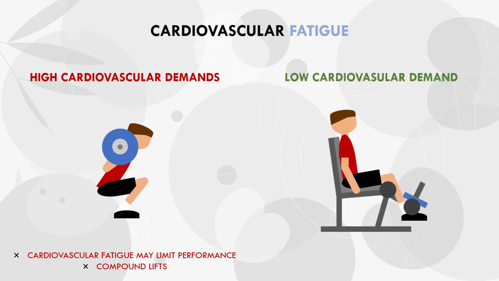On the other hand, exercises which have low cardiovascular demands may be more suitable to use with supersets. This is because the cardiovascular system won't be significantly fatigued and won't limit performance of subsequent exercises. Generally, isolation lifts where only one primary muscle group is being trained will have lower cardiovascular demands and are therefore more suitable to implement with supersets.